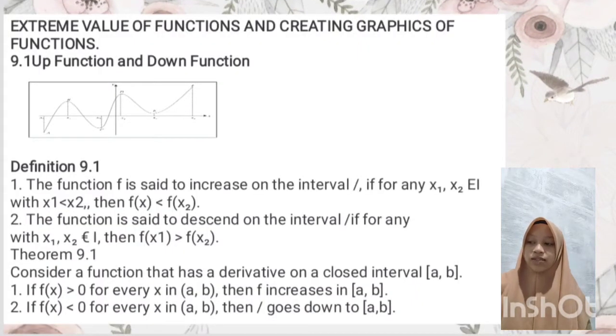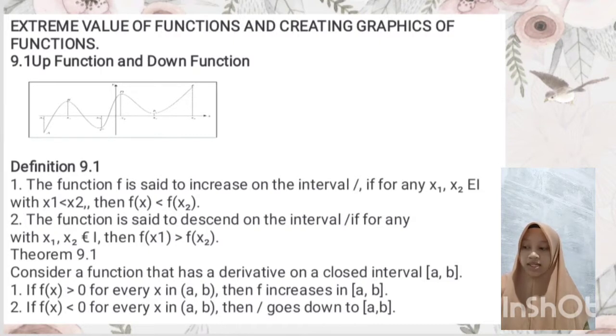Okay, I will try to explain the topic about extreme value of function and creating graphics of function. 9.1 Up function and down function. Definition 9.1. 1. The function is said to increase on the interval I if for any x1, x2 element I with x1 is smaller than x2, then f(x1) is smaller than f(x2).